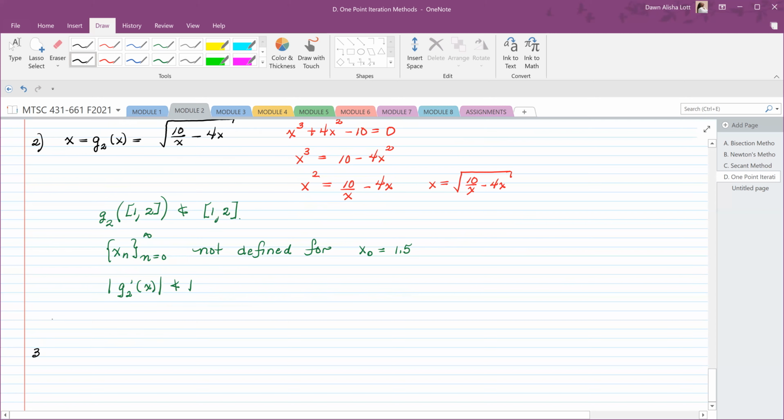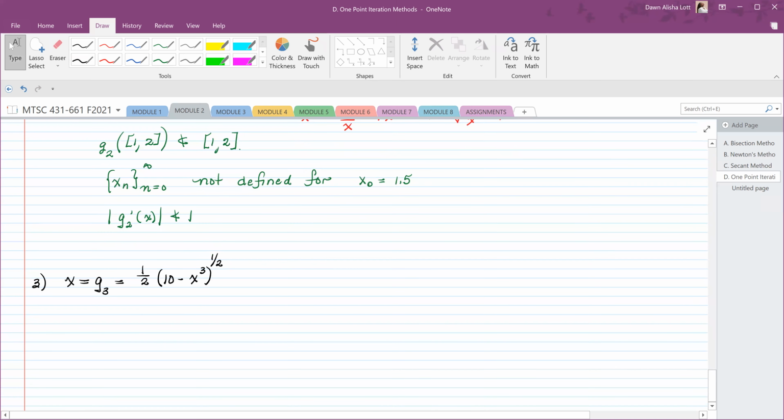So the third way is to take X equal to G3. So this is the third attempt. And this is 1/2 times 10 minus x cubed to the 1/2 power. Okay. So for this one, G prime of 2 is equal to... G prime of 2. Oh, okay, so that's a problem. So for this one, this fails.